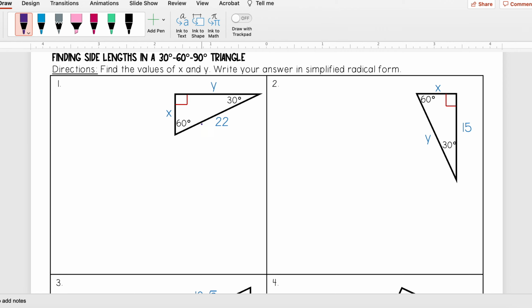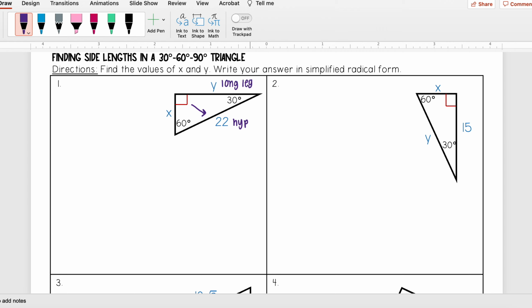So looking at number 1, I want to find the value of x and y. I like to go ahead and label my long leg and my hypotenuse right off on the picture to kind of help me when I am plugging in my information. So first, I know my hypotenuse is opposite of my right angle. So that means that my hypotenuse is that 22. And then to figure out which one's the long leg, you're just going to look at the picture and see which one looks longer, and that is going to be my y.